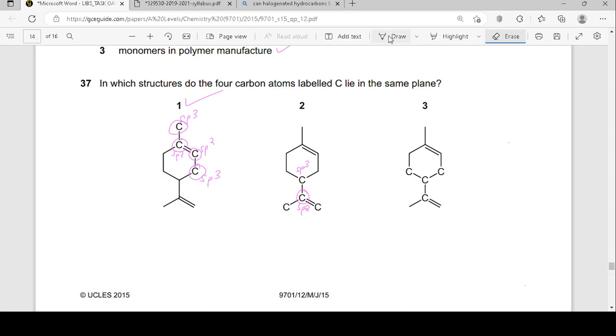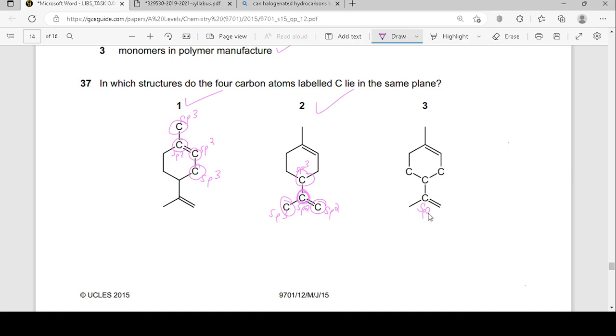So this sp2 carbon in the center is attached to this other carbon, which is also sp2, because it's also double bonded. And this carbon is sp3. But as I told you, if anything is attached to an sp2 carbon, it will be in the same plane. So this central sp2 carbon is attached to this other carbon and this other carbon and this other carbon, which means that all these carbons are in the same plane as well, because they're all attached to the same sp2 carbon. Okay.